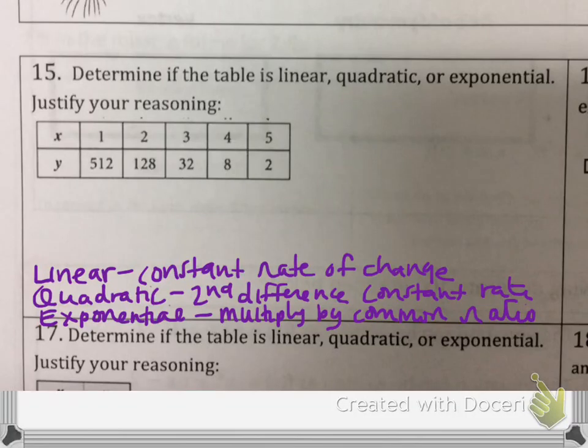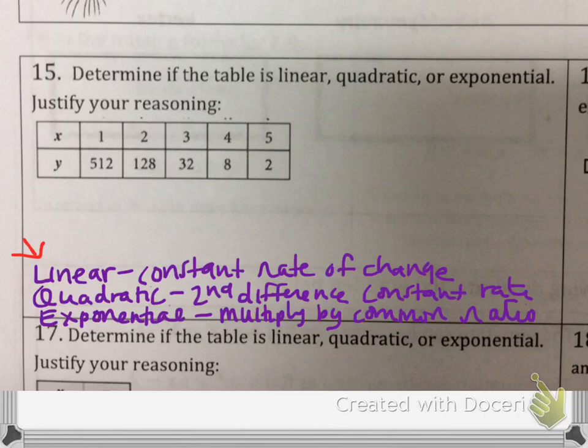Number 15, we're asked to decide whether this is linear, quadratic, or exponential. So if you guys remember down here at the bottom, I wrote what each pattern has. Linear would create a line if you graphed it. It has a constant rate of change in the first difference. So you're either adding the same number or subtracting the same number through the entire y value pattern.